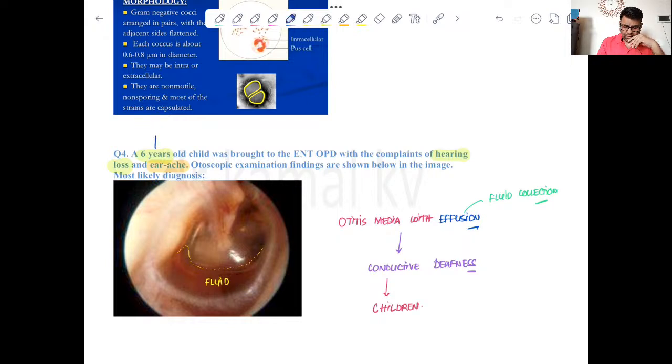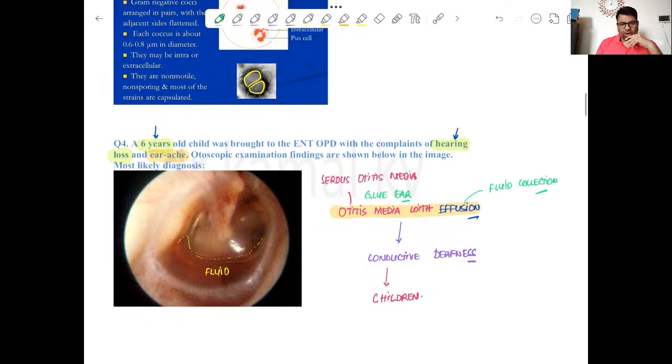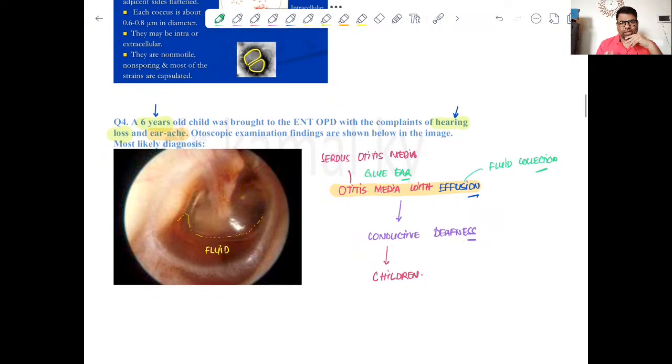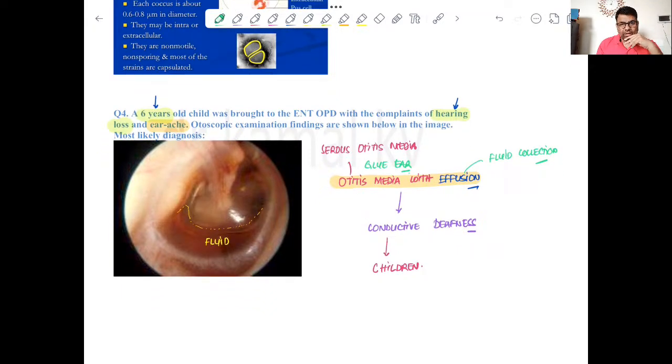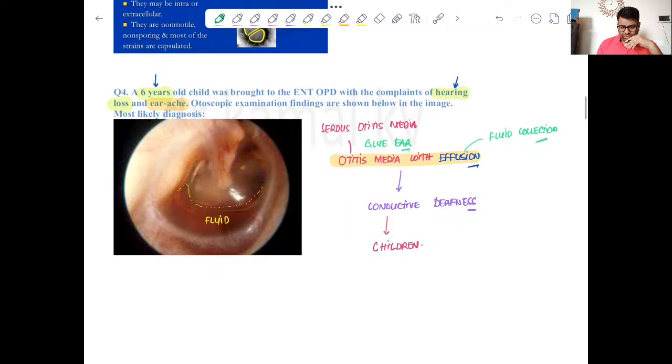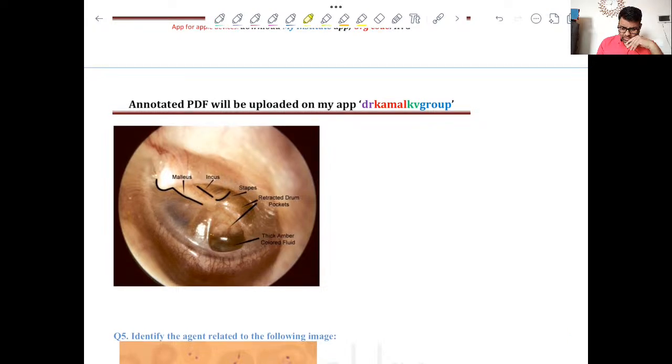So we are getting all these keywords here: 6 years old child, hearing loss, and then otoscopy, fluid level. So straight away you can mark your answer as otitis media with effusion, which is also known as serous otitis media or glue ear. Okay, so it is also known as glue ear. I'm not going into much detail of this entity, but it's just how you need to reach the diagnosis, and the otoscopic examination is very easy to identify. Just look for that fluid level, or at times you can have multiple air bubbles in the fluid level, so very easy to identify. So again, if you can see here, this is the fluid in the middle ear, right? So the moment you find the fluid, straight away jump to glue ear.